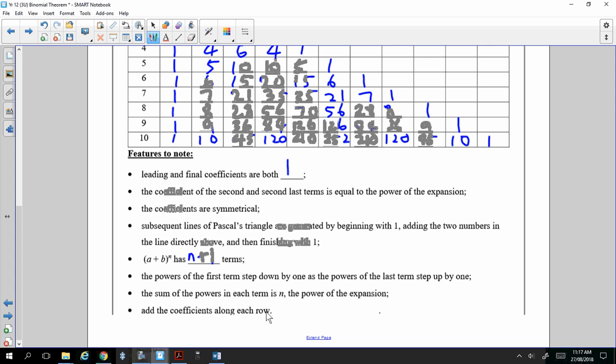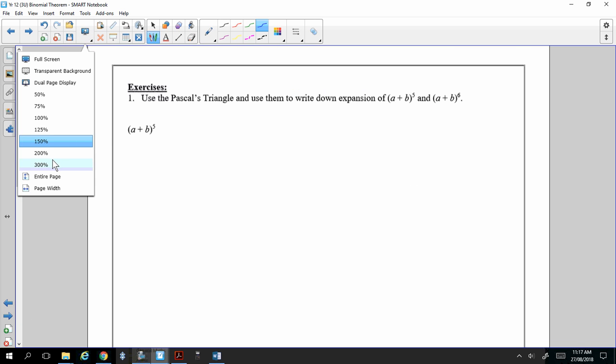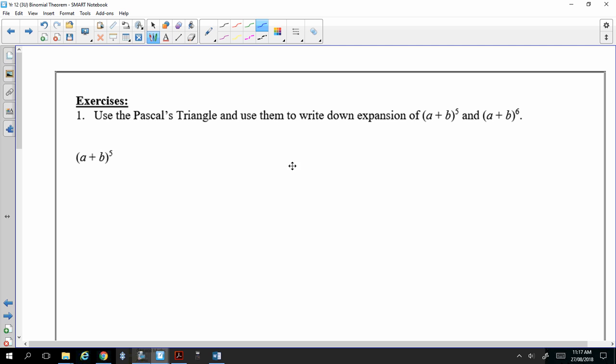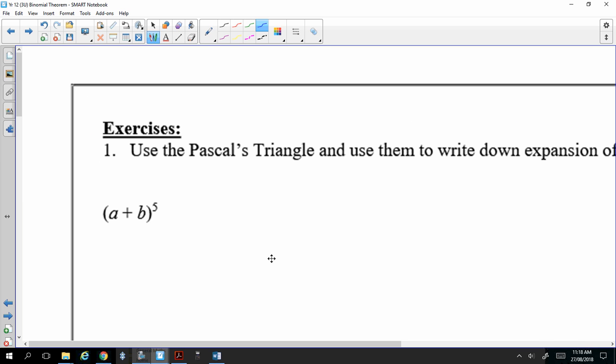So let's apply this Pascal's triangle on the next page. So let's go to the next page. Let's expand this. Now, hopefully you got your exercise booklet. There's the Pascal triangle there. Now, which row do you look at to expand this? You look at the 5th one. Okay, let's look at the 5th one. The numbers are 1, 5, 10, 10, 5, 1, right? So how do you do it?